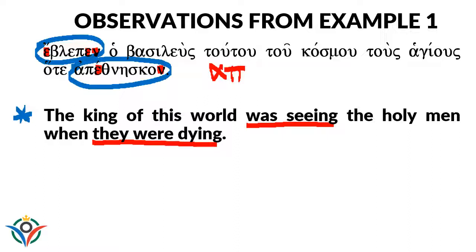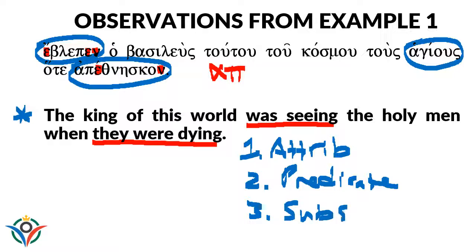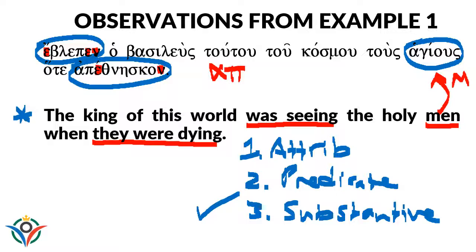And the final observation that I'd like to make is regarding the adjective, hagios. Remember, when you see an adjective, it can function in three ways. It can function attributively, it can function as a predicate, or it can function as a substantive. So in this verse, it's functioning as a substantive. It's functioning as a noun. And because it's masculine plural, then we supply the English words holy men. So men based on the fact that it is a masculine gender.